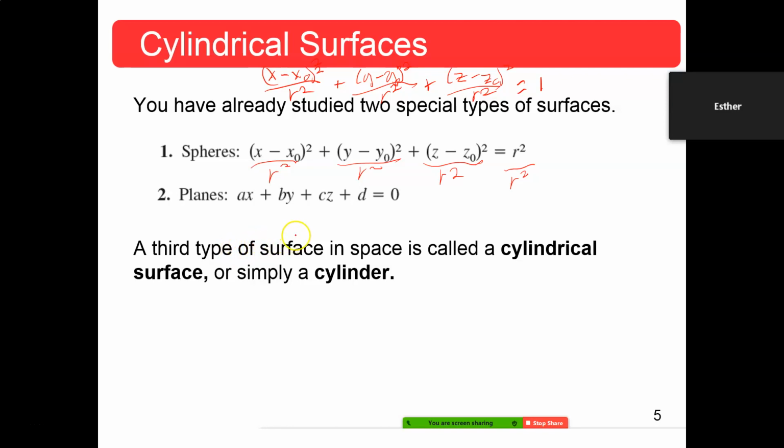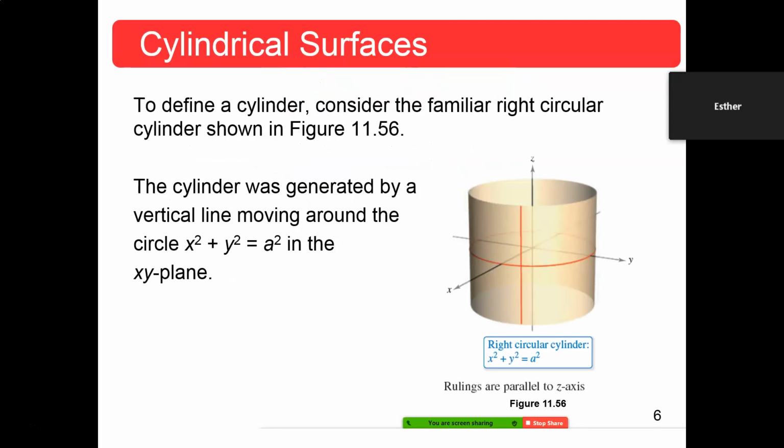A third type of surface in space is called a cylindrical surface, or simply a cylinder. But do not think this is a tin can. A cylinder is a much broader definition. The first one they show you looks like a tin can, so don't get it too confused. To define a cylinder, consider the familiar right circular cylinder. This is a very special case of a cylinder.